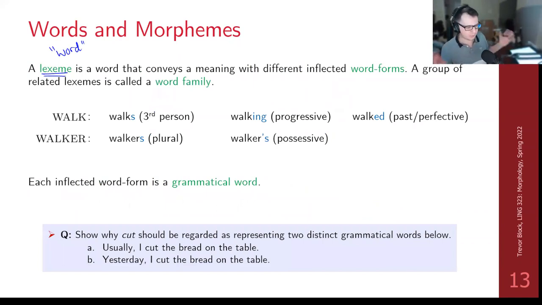So I will use the word a lot. And when I say word, this is typically what I mean. I mean, it's called a lexeme. So a lexeme is a word that conveys a meaning with different inflected forms. Now that is a not very useful definition. So let's just look at an example. Suppose I start with the word walk. This is an action. You can visualize this action in your head. There's someone walking.